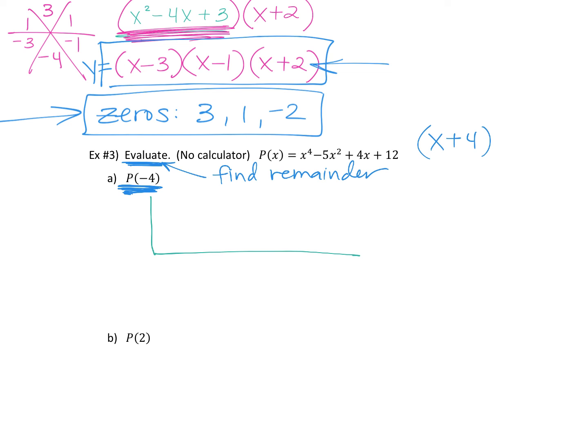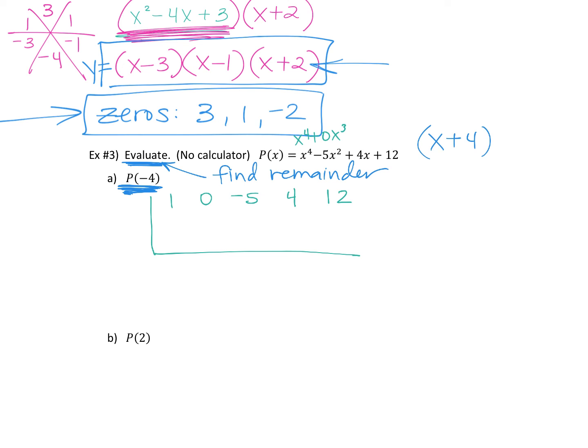Okay, what is this gonna be? What are your numbers? 1, 0. Yes, this is x to the 4th plus 0x cubed, right? There's no x cubed there, so you have to make it a 0. Then you can do the -5, the +4, and the 12.